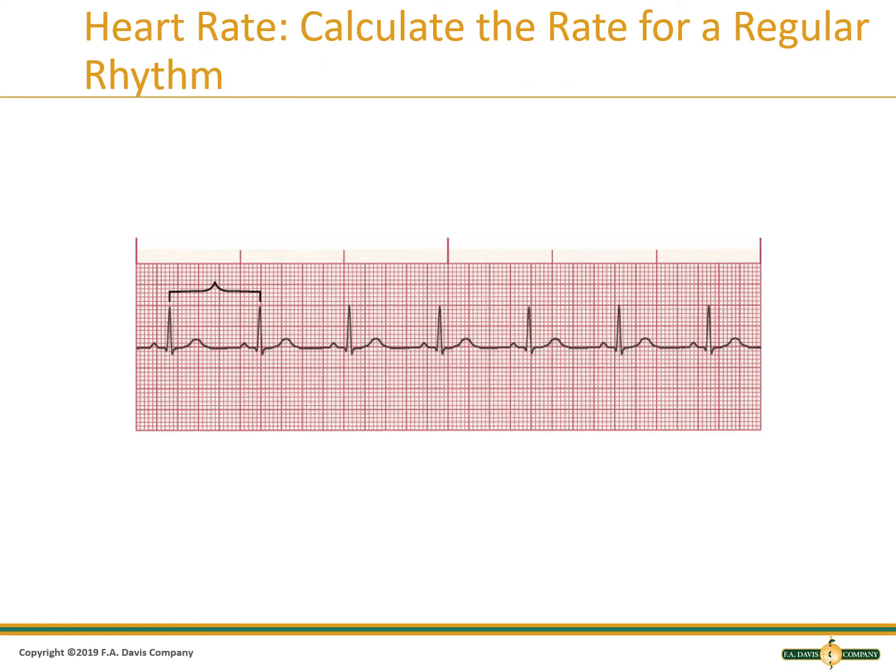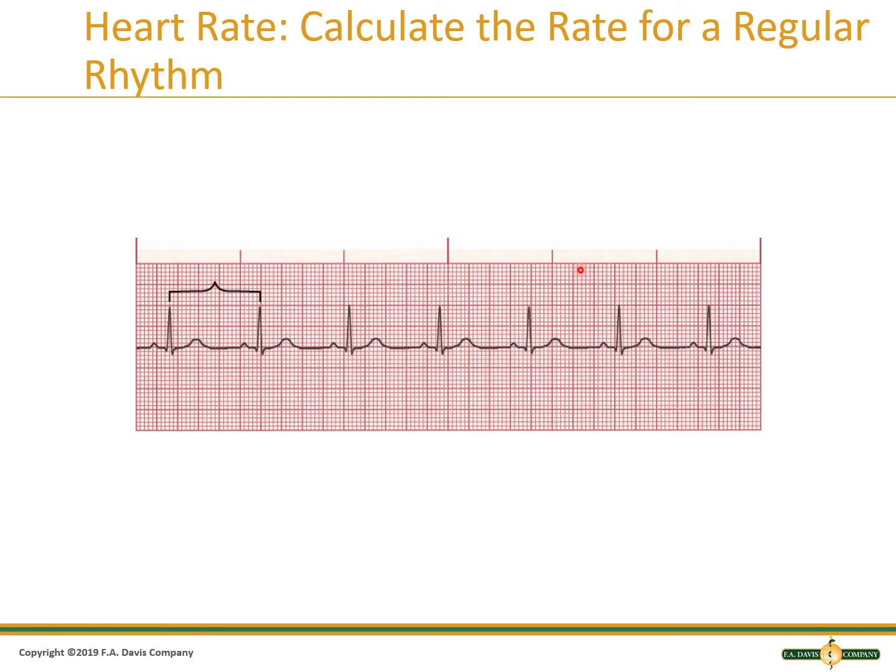The second step is to calculate a 1-minute heart rate. There are two methods, one for determining heart rate in a regular rhythm and the other for irregular rhythm. Note that at the top of ECG paper are the bolded vertical marks at 3-second intervals. The smaller marks are at 1-second intervals.